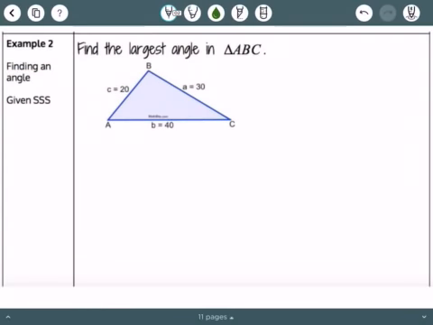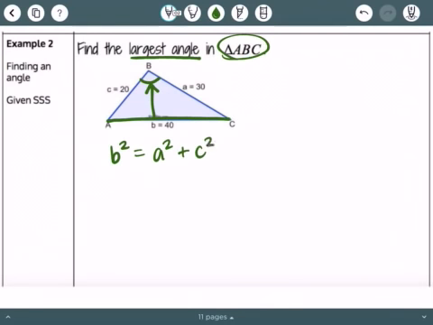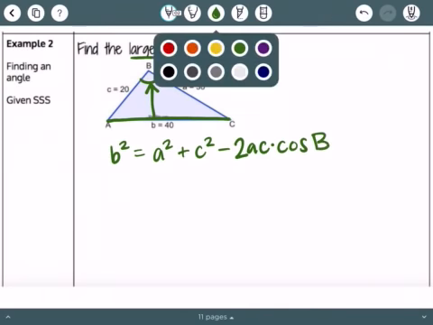So when I go here, it says find the largest angle in ABC. So in order to find the largest angle, I have to find the largest side. So go to my longest side here, and I'm trying to go directly across from it. That means I want B. So I'm going to use my B equation. B squared equals A squared plus C squared minus 2AC times cosine big B. Right? I'm going to fill in the things that I know.